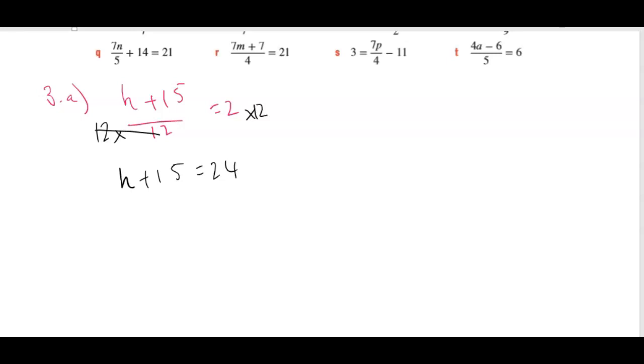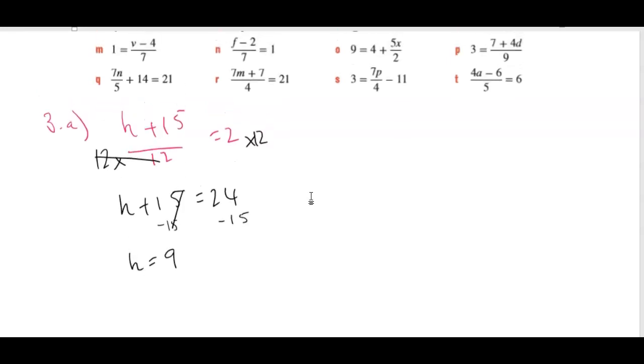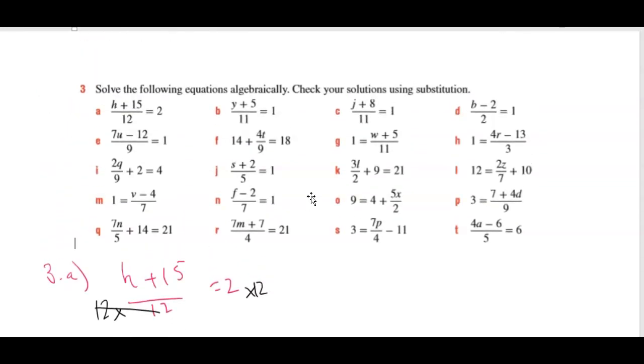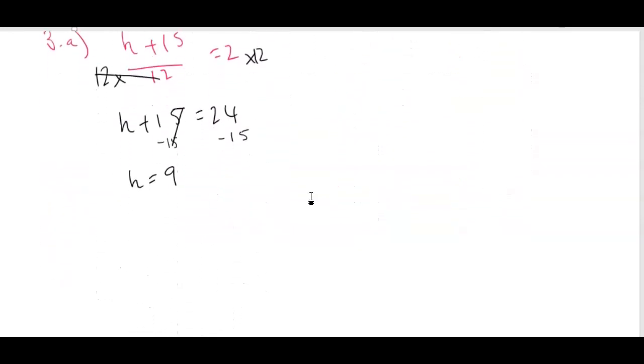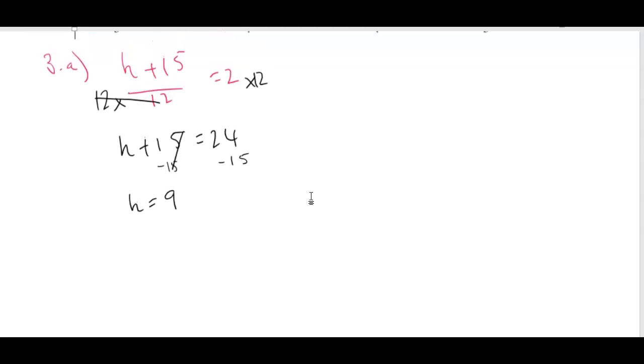Okay, so then we're left with h plus 15 equals 24. And then subtract 15 from both sides. So that goes, and we're left with h equals 9. Now, again, if you wanted to check your answer, you could do substitution. Okay, it does say check your answers using substitution. So I'll show you what that means with this one here.